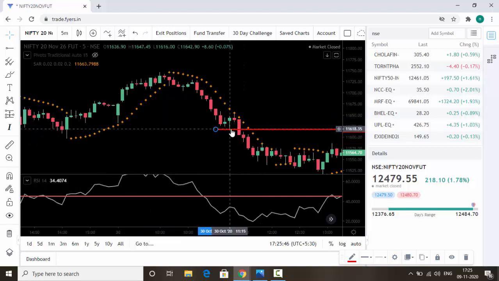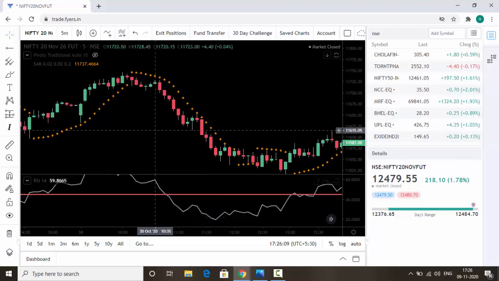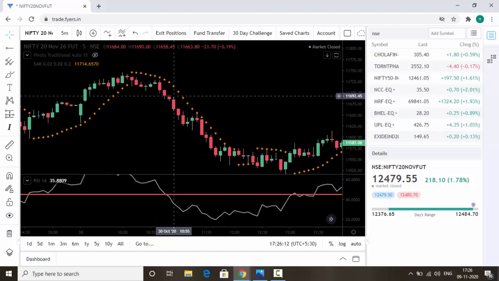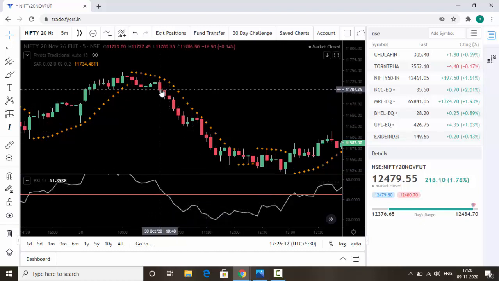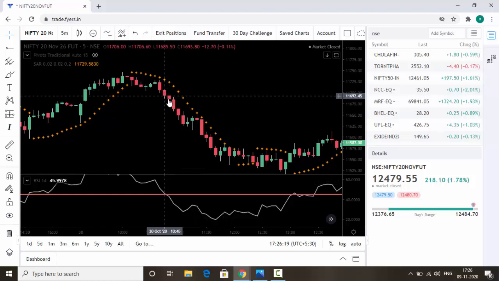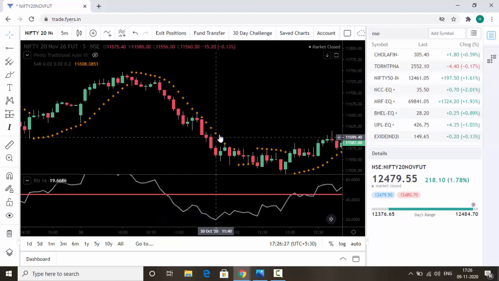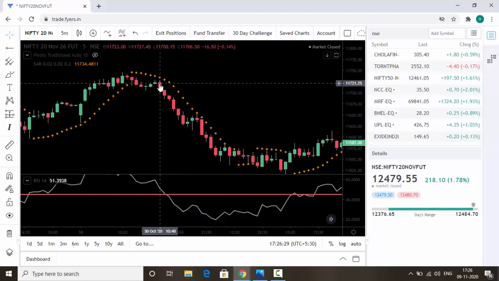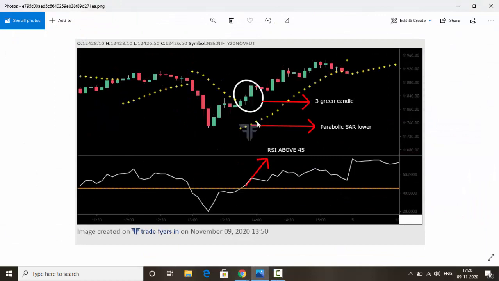That's the strategy. This is a very simple trading strategy. We need to add only two indicators, Parabolic SAR and RSI. Once the conditions match, you just check with the RSI. If there are three continuous red candles, at that time Parabolic SAR should be on the upper side and RSI should be below 45, then go for sell. In the case of buy, three continuous green candles, the Parabolic SAR should be on the lower side and RSI should be above 45, then we can go for buy.